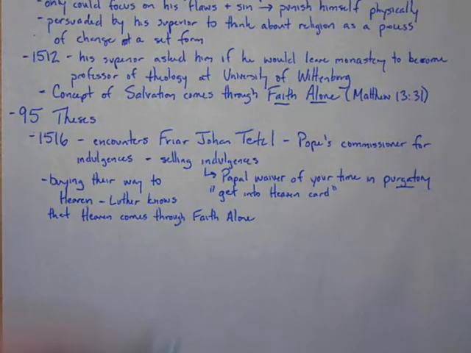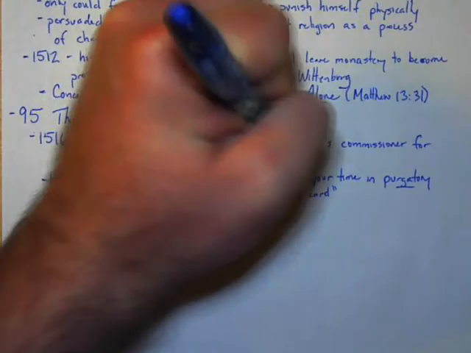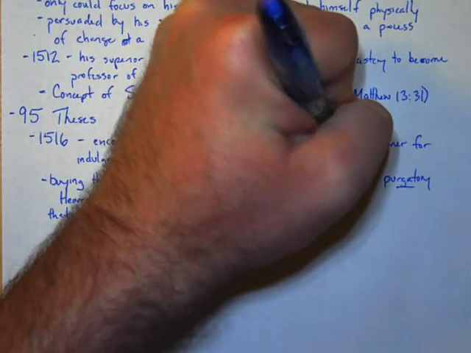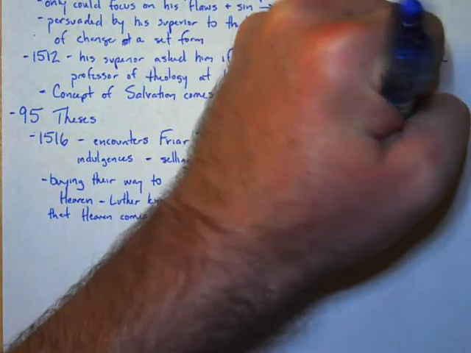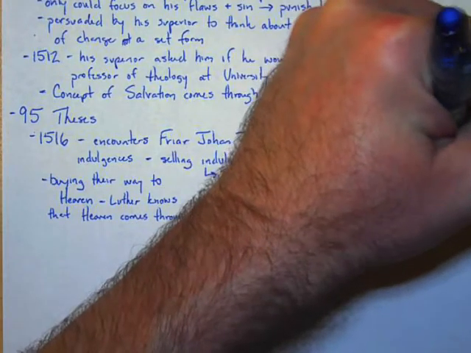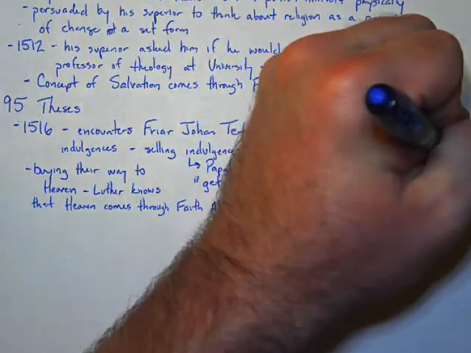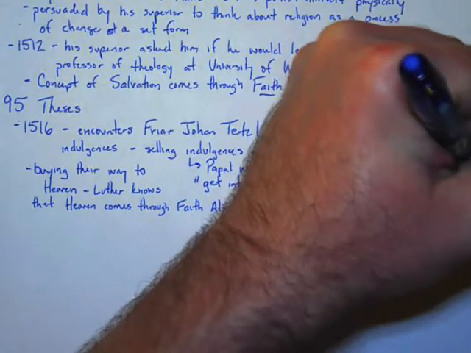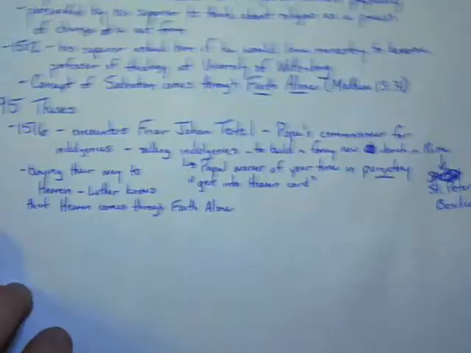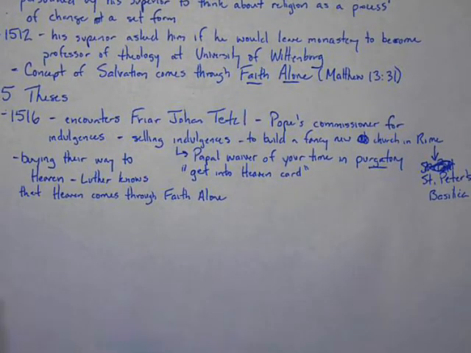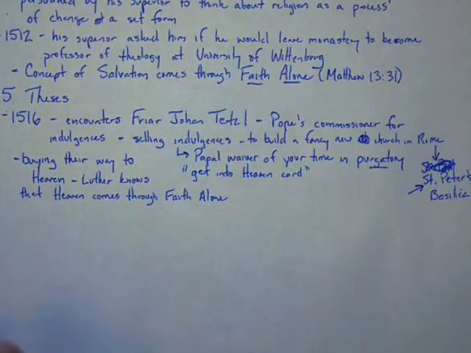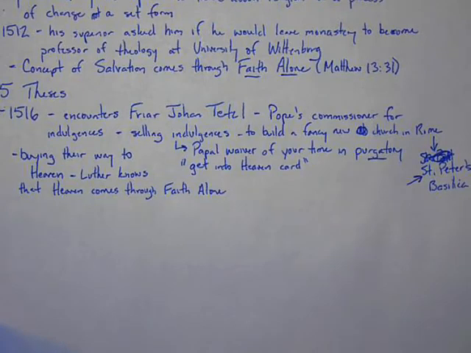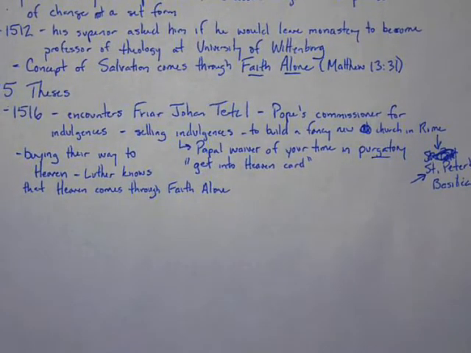And by the way, the Pope is selling indulgences to build a fancy new church in Rome. And you've probably seen it before. It's called St. Peter's Basilica. So if you've ever seen the Pope do a Christmas Eve Mass or an Easter Mass or give a sermon, more than likely it's in St. Peter's Basilica. So that's the church that indulgences built. So Luther sees Tetzel doing this and has a problem with it.